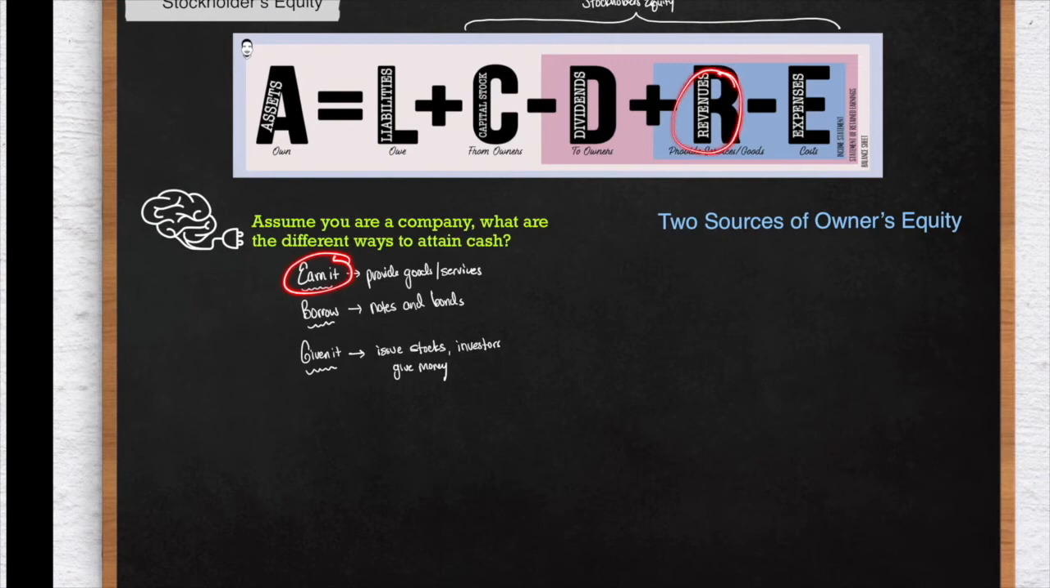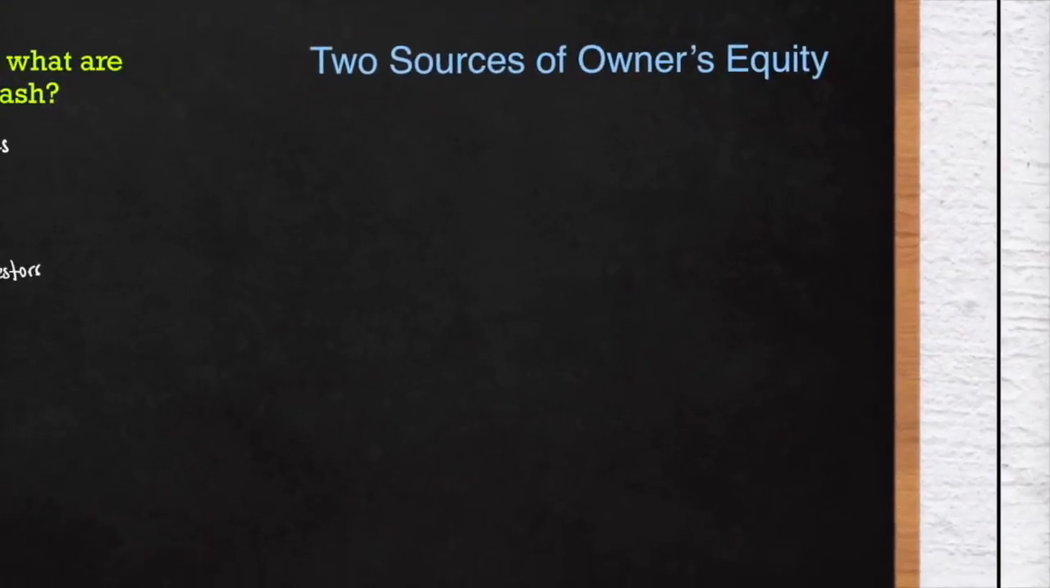So earn it is actually revenue in the expanded accounting equation. Borrow is under liability. And given is the capital stock. Because again, you issue the stock, you the company, and investors will give you money. There are 2 sources of owner's equity. And owner's equity, just as a reminder, also means stockholders' equity. So 2 sources of owner's equity or 2 sources of stockholders' equity.